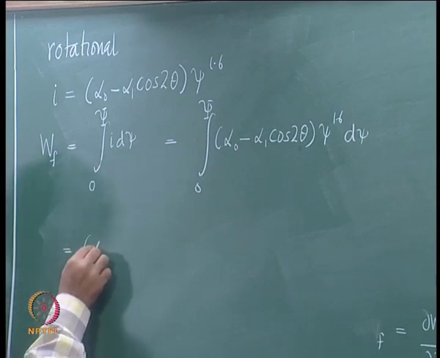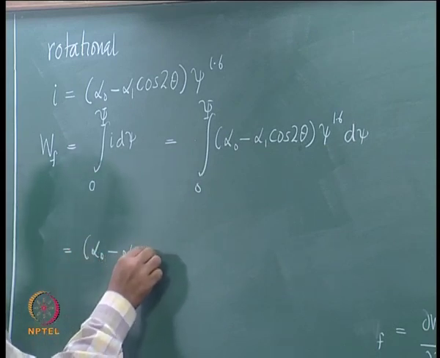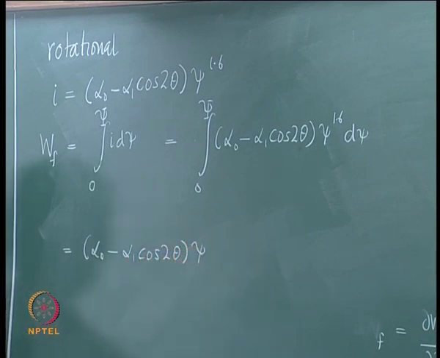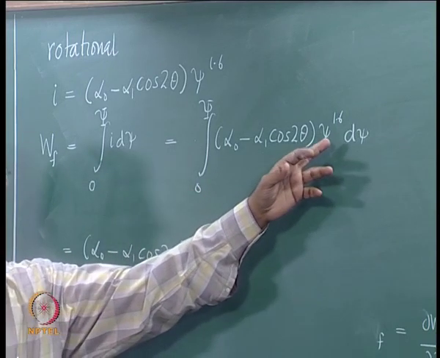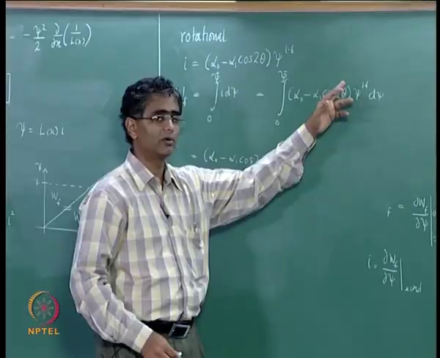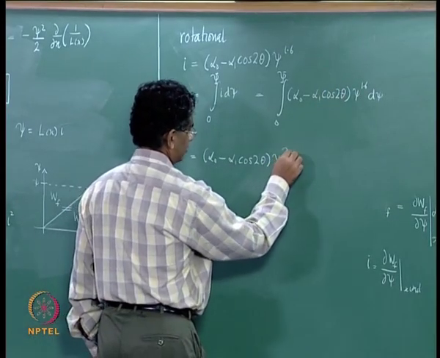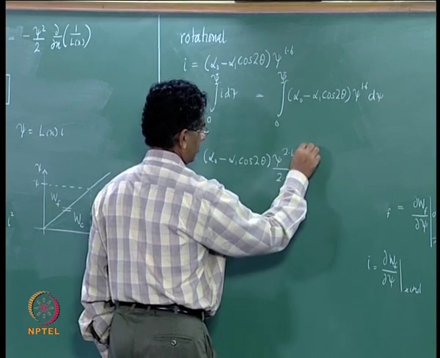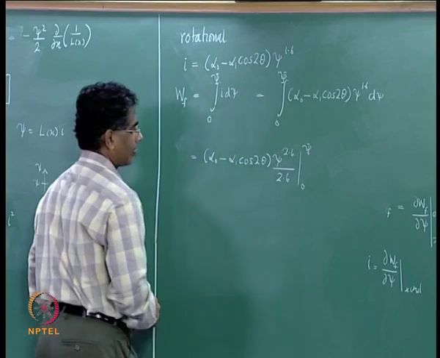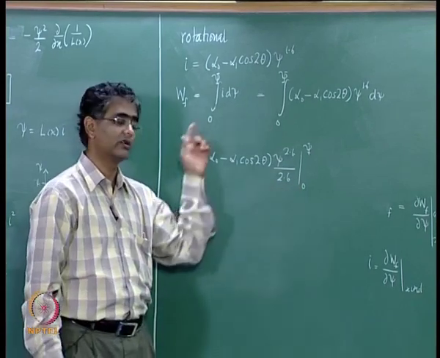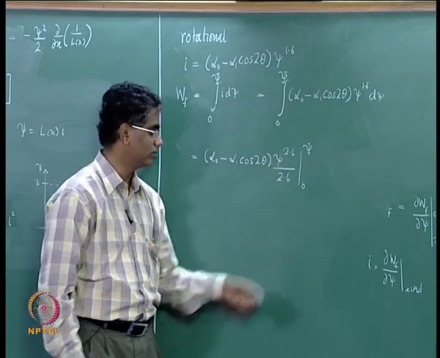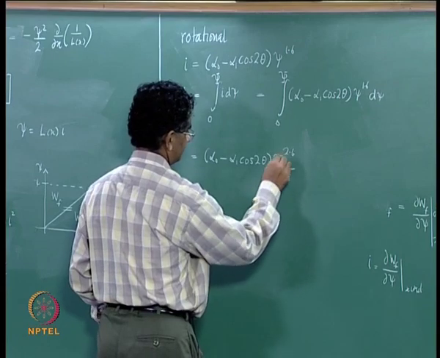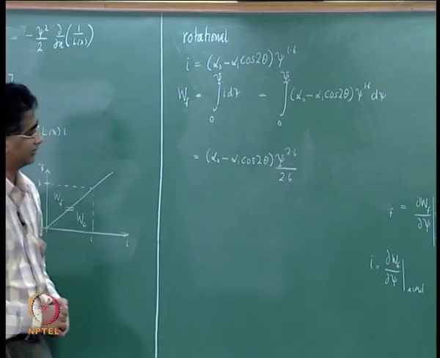So this then becomes alpha naught minus alpha 1 cos 2 theta multiplied by the integral of psi to the power of 1.6 d psi, which is psi to the power of 1.6 plus 1, that is 2.6, divided by 2.6, going from 0 to capital psi. Obviously at the lower limit this function reduces to 0 because you are multiplying by 0, and therefore one can write down this expression as psi to the power of 2.6 by 2.6.